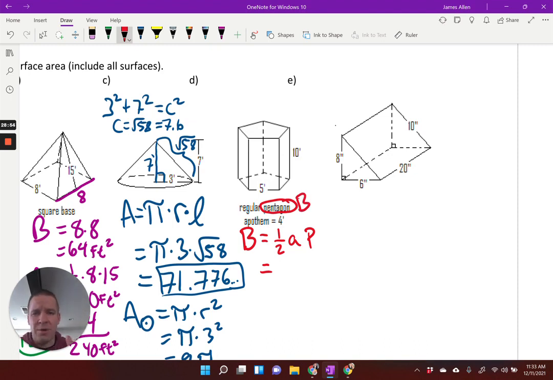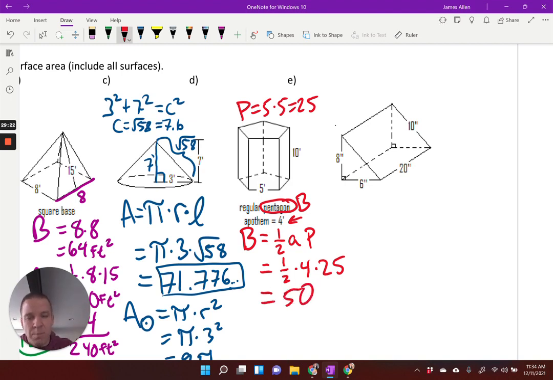So let's see here. We've got to do a little bit of work on this one. Oh no, it gives us our apothem. Awesome. So we have 1/2 times my apothem of 4, and then my perimeter. If one side is 5, then my perimeter is 25. P equals 5 times 5, which is 25. So here we've got 100 times 1/2, which is 50. But there's 2 of them, right? So times 2, that equals 100 for both bases.